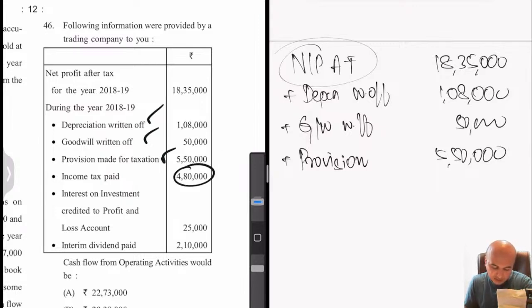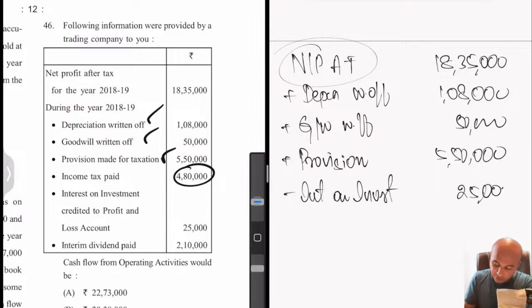Then interest on investment credited to profit and loss account. Here it is interest on investment, which has got nothing to do with our operation. So what we'll do is reduce it from the profit. Less interest on investment already credited. So I'm removing this. Why? Because we are looking at the cash flow from operating activity. Since it is not an operating activity, we will not have to consider this.